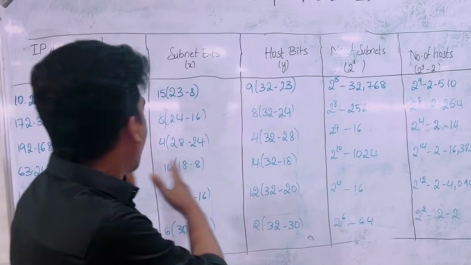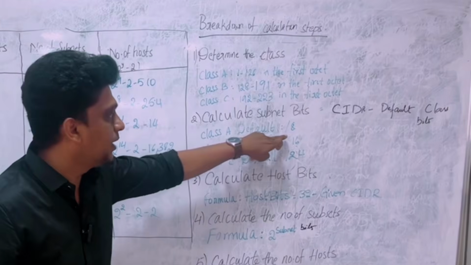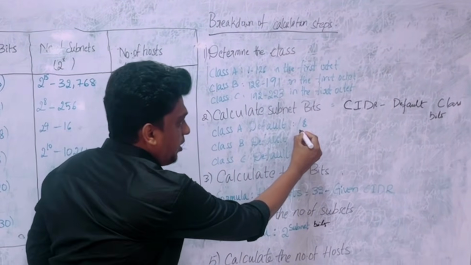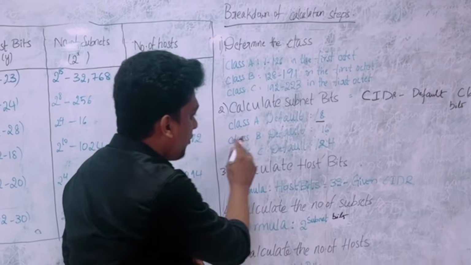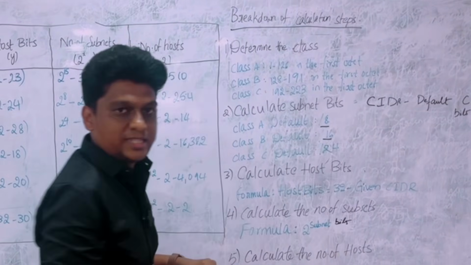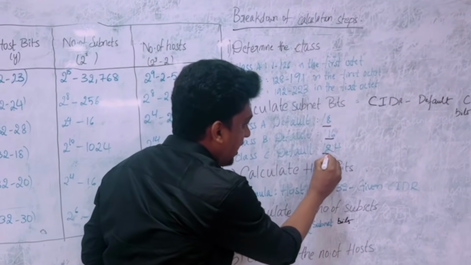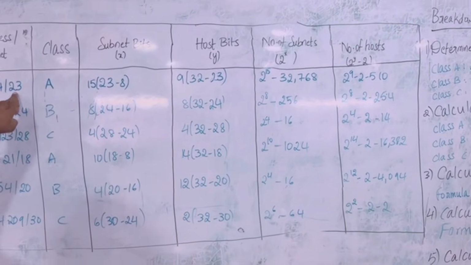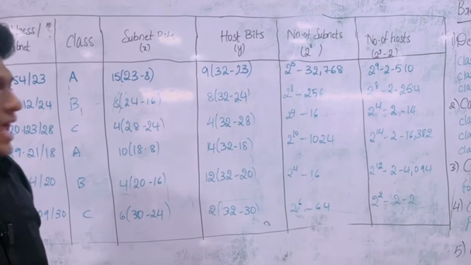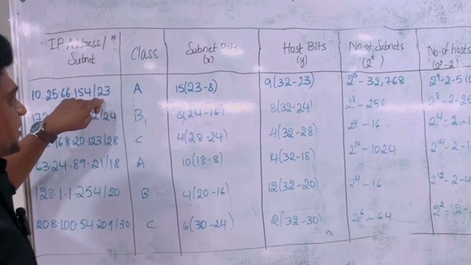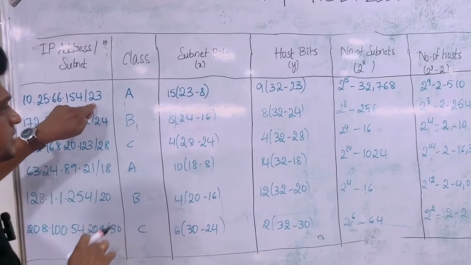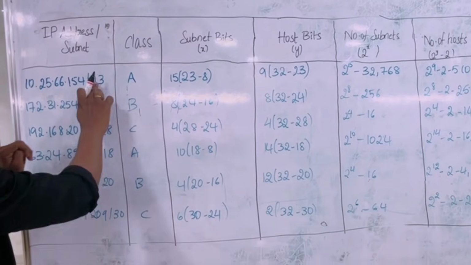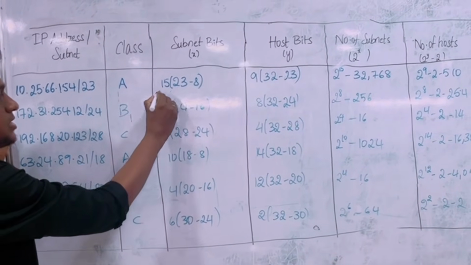For every class we have default class bits. For class A, the default class bit is 8. For class B, it is 16, and for class C, it is 24. We should subtract the default class bits from the CIDR. In the first representation, the CIDR is 23 and for class A the default is 8. So 23 minus 8, the answer is 15.